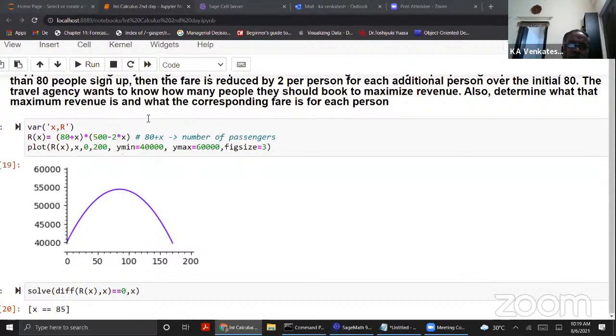We can do find root, but as far as calculus is concerned, we take the first derivative and equate it to 0 in order to find the value of X. So solve the derivative of this revenue function equal to 0 for X. So X equals 85. So the total number of passengers is 165, and the revenue is going to be maximum. What is the cost per passenger? That can be computed: we know the X value, substitute it in this, 500 minus 2 times 85. Substitute it once and you will get the value. So X equals 85.